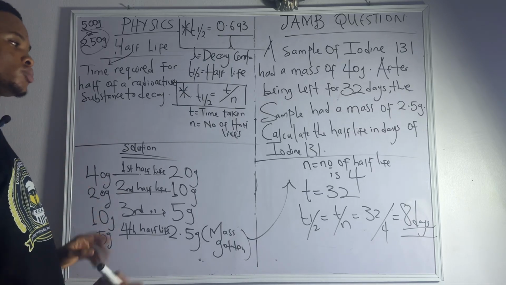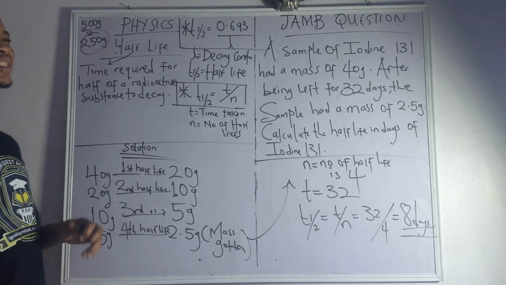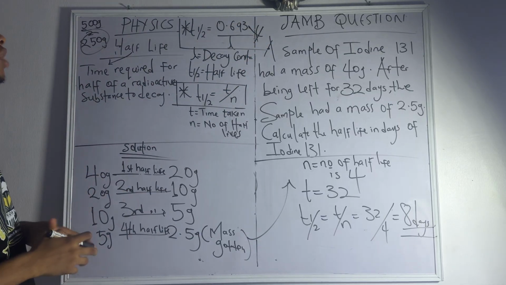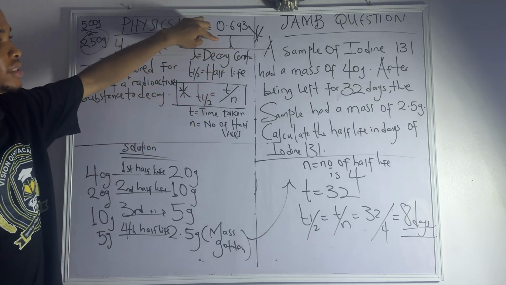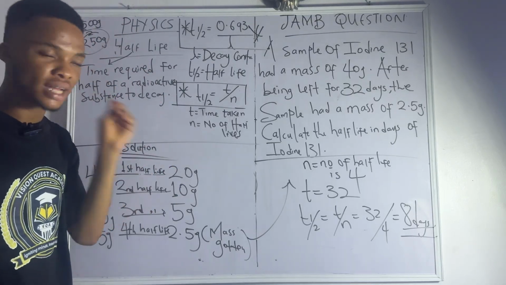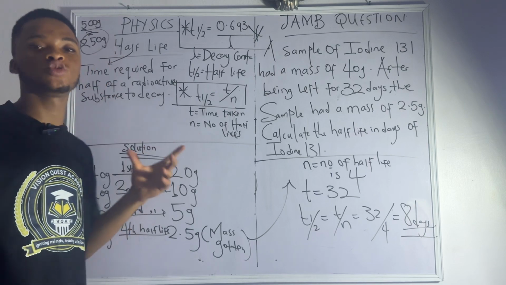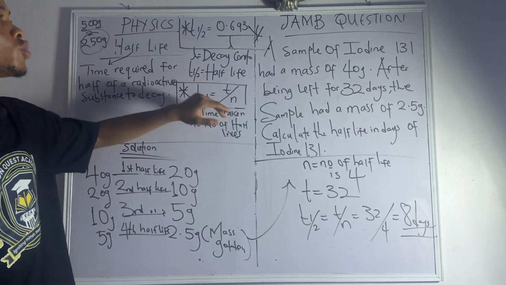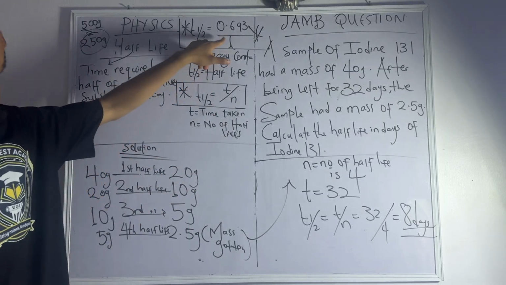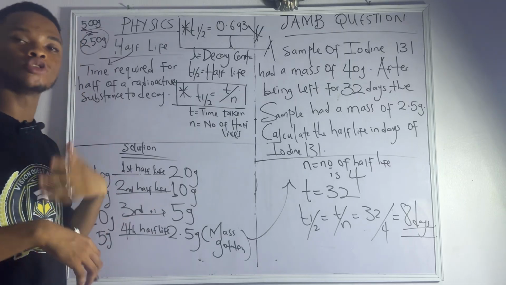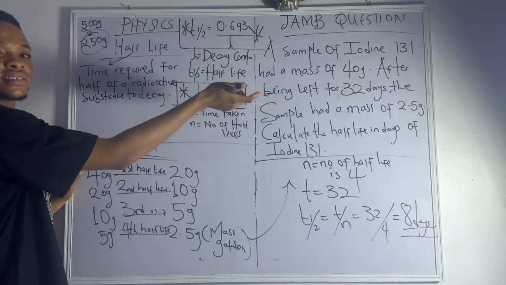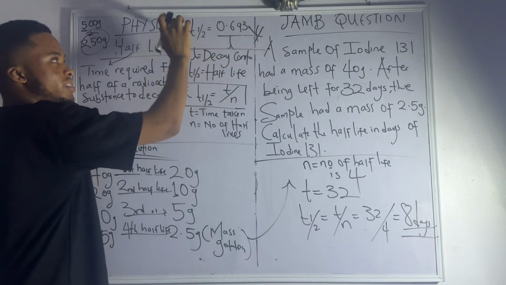Now, before I attend to this question, I'd love to give you something you need to know. This is a common formula for calculating half-life. They can give you the decay constant and ask you to calculate the half-life. So half-life is equal to 0.693 over the decay constant. 0.693 is a constant, you must know it. Sometimes they can tweak it, give you the half-life and ask you to find the decay constant, so you just invert it.